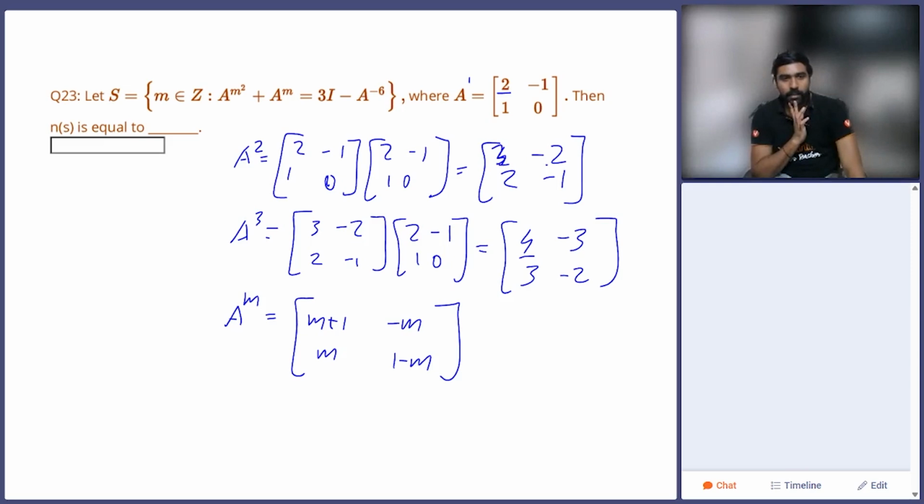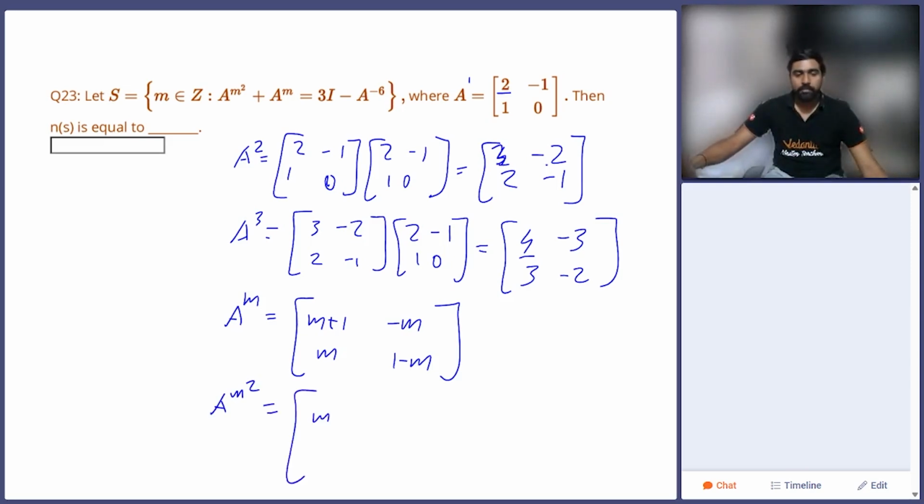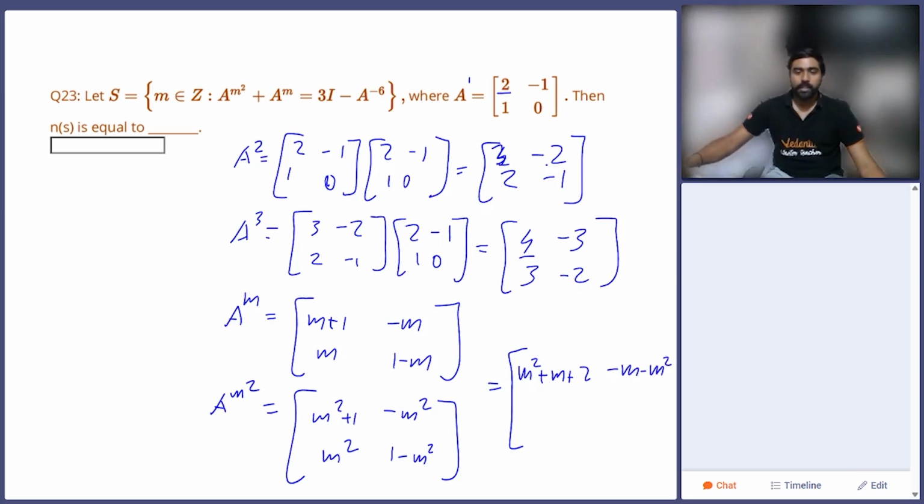Okay. All right, now we have some stuff to find out. A power m square will be equal to what? That will be m square plus 1, m square, 1 minus m square. What will be the addition of the two of them? If you add the two of them, you will get m square plus m plus 2, then minus m square, then m square plus m, then 2 minus m square. Okay, this is the addition.